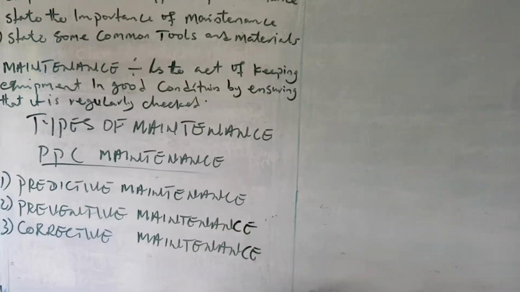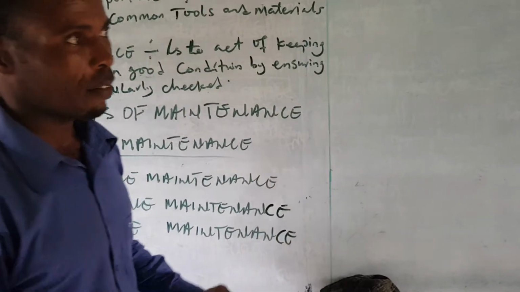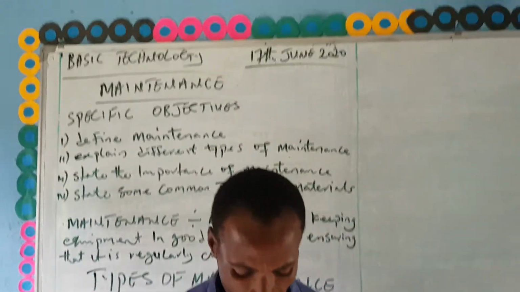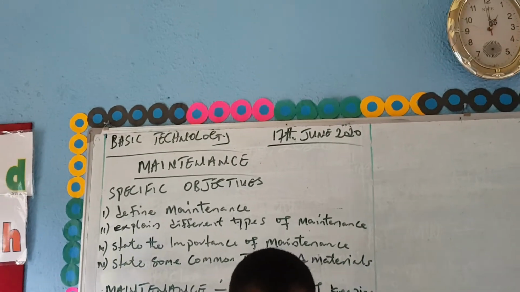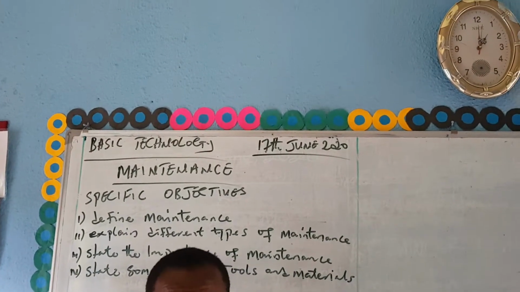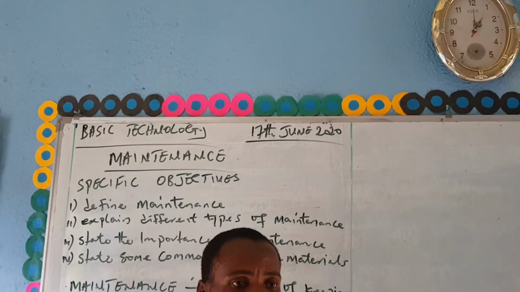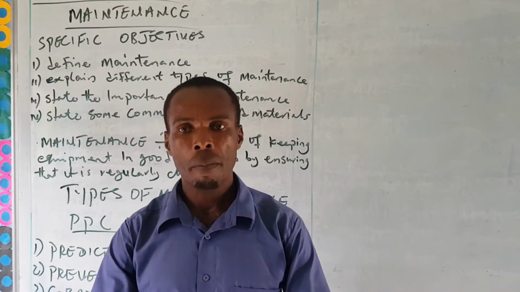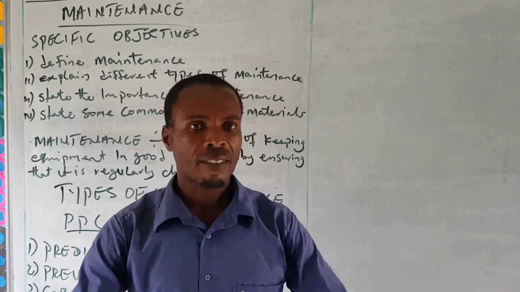Now, let's go to corrective maintenance, the second one we have on the board. The corrective maintenance involves regular check of the equipment right from the installation. Immediately you install the equipment, there will be regular check. You check the equipment, check it, service it.